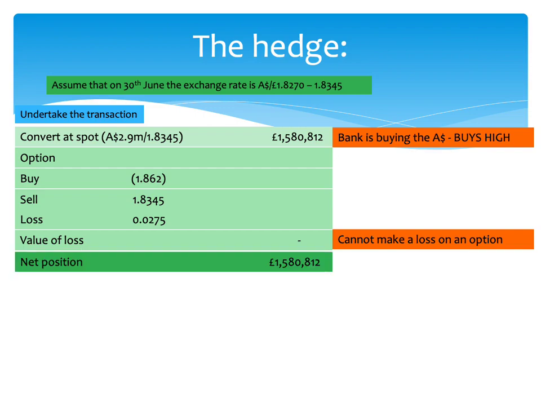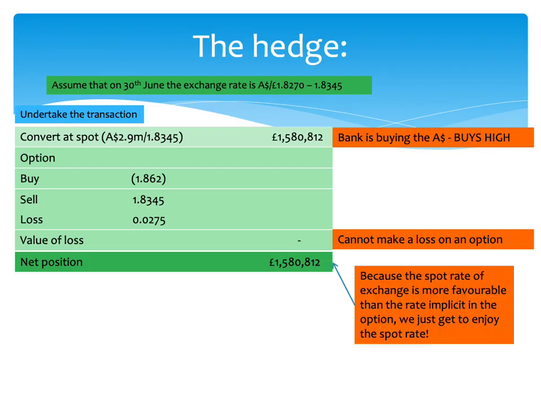So to this point, our net position is still just 1,580,812. It's just worth saying at this point, we're not quite finished yet, but you'll hopefully notice what's happened here. The exchange rate by the 30th of June has actually moved quite favourably. Because the spot rate of exchange is more favourable than the rate implicit in the option, we make a loss on the option, which we just walk away from completely, and it means you get to just enjoy the new, more favourable spot rate. So at this point, our exchange is at the nice, favourable rate of 1.8345.